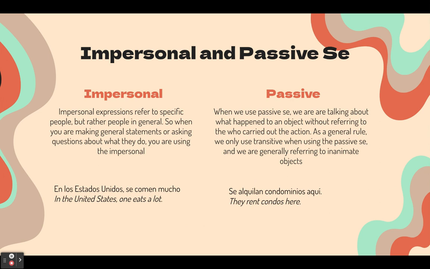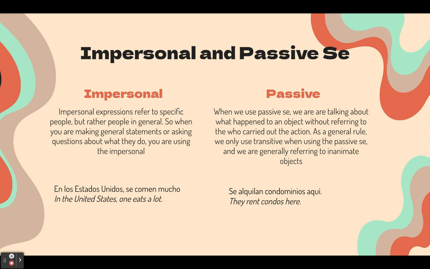So, for instance, in our little example, we have "en los Estados Unidos se comen mucho." And this doesn't translate perfectly to English because there's a couple ways you could say this, but the general gist of it is in the United States, one eats a lot. You could also say in the United States, they eat a lot. But the point is, you're making a general, sweeping statement about a population or a group or a place.